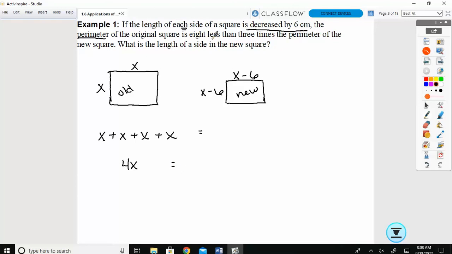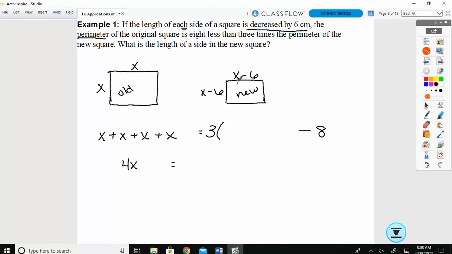8 less than. What does less than mean? Subtraction. So does that mean 8 minus or something minus 8? Something minus 8. Yeah, less than flips the order, so it puts the minus 8 on the end. The perimeter 3 times, so 3 times something, the perimeter of the new square.